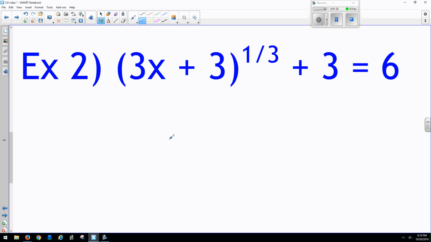In this example, I'm going to do the same thing, except I'm going to get rid of those lines first, and then write this in radical form. Remember, if I want to go from a rational exponent to radical form, it would be the cubed root of 3x plus 3. This plus 3 is out of the radical, so I need to get the radical by itself first. So I'm going to subtract 3 from both sides.